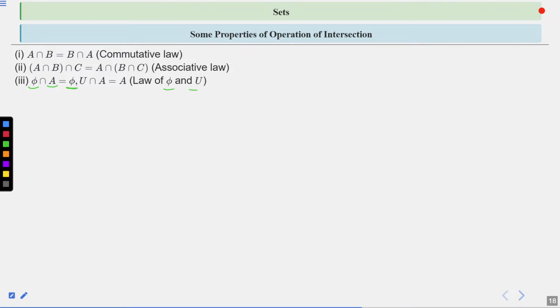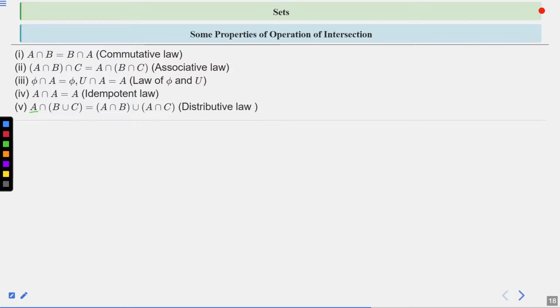Now what about U intersection A? U intersection A is simply A, because A is a subset of the set U. If you collect the common elements to both sets, eventually you will get your set A. Clear? Now fourth, A intersection A is simply A. Very simple.